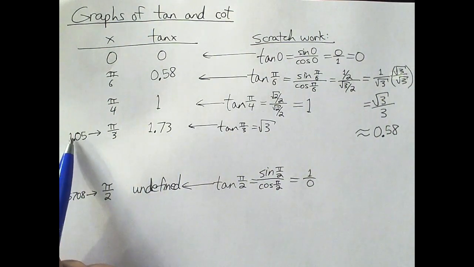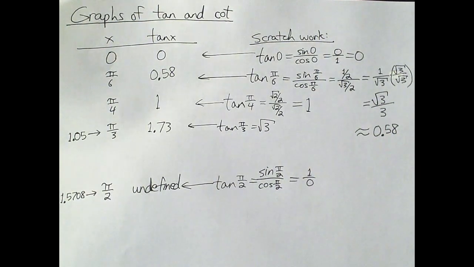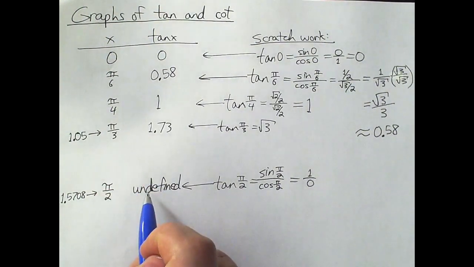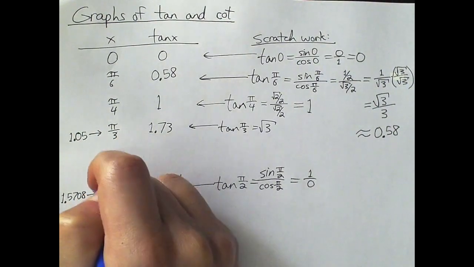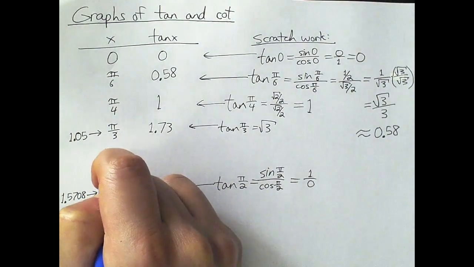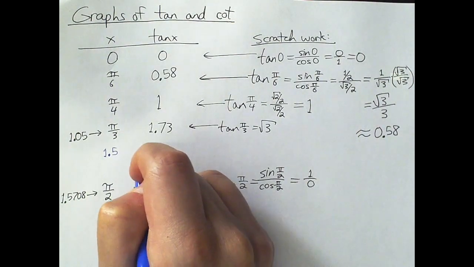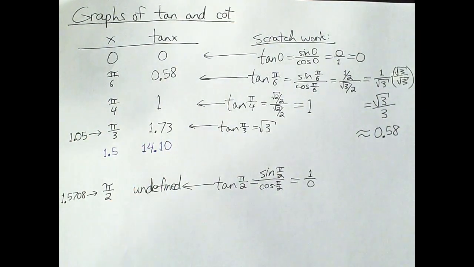Something happens when we move to the right a little bit. The function is now undefined. So what's happening in between? I decided to look at some points that are very close to pi over 2. So I decided to look at 1.5, and I found tangent of 1.5 is approximately 14.10. That's not something that I would ask you to find by hand, but there it is.